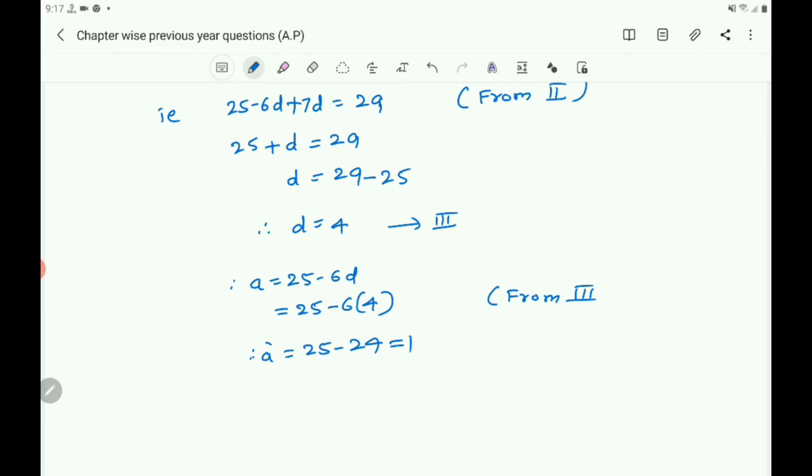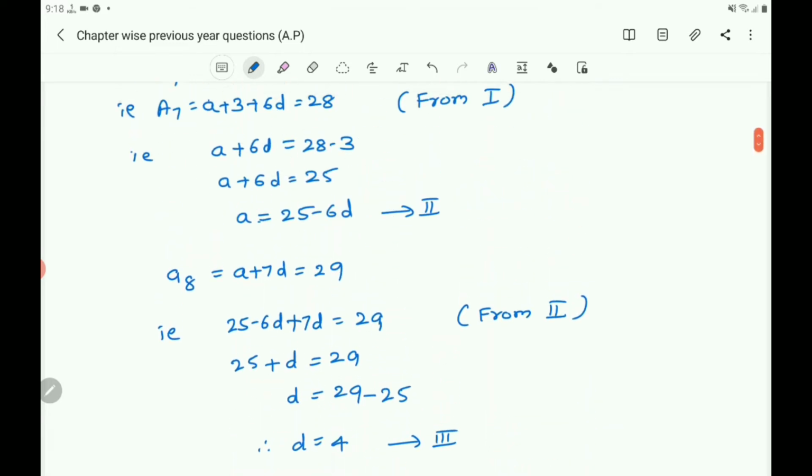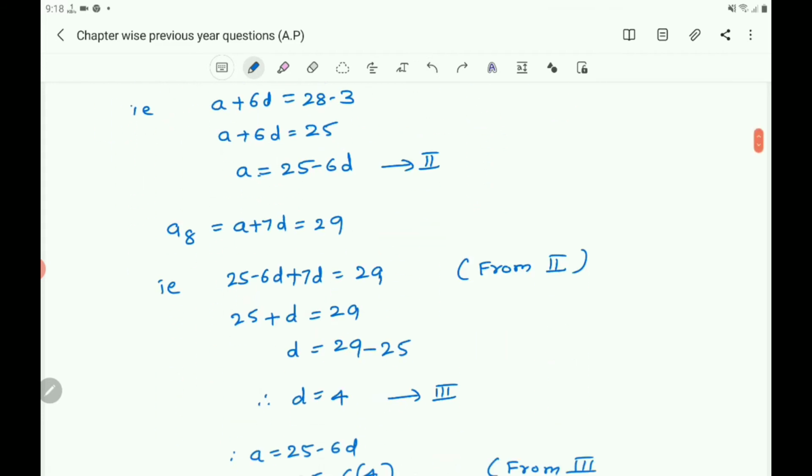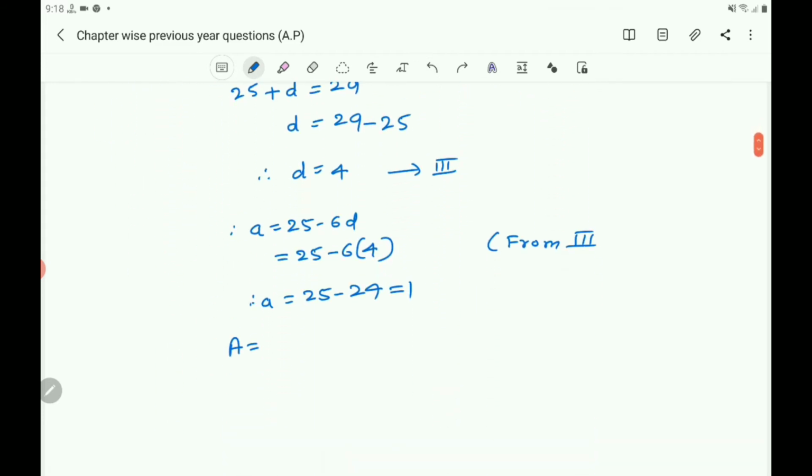Here a is the first term of the second AP. Then take capital A, which is the first term of the first AP. You know that here A is equal to a plus 3, since the first term of the first AP is 3 more than the first term of the second AP. In the place of a you substitute 1, because you got the value of a as 1. That becomes 1 plus 3, which is equal to 4.